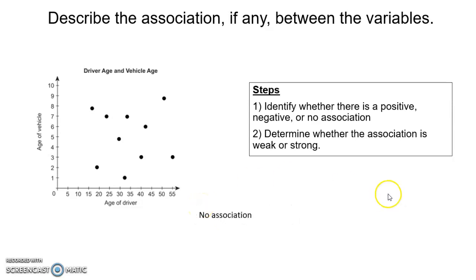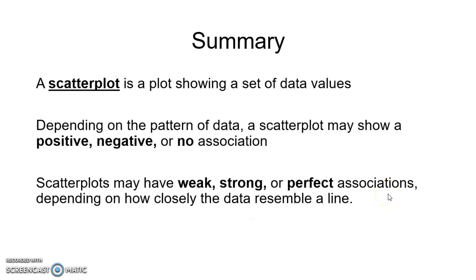Remember that a scatter plot is a plot that shows a set of data values. Depending on the pattern of data, a scatter plot may show a positive, negative, or no association. Scatter plots may also have weak, strong, or perfect associations depending on how closely the data resemble a line.